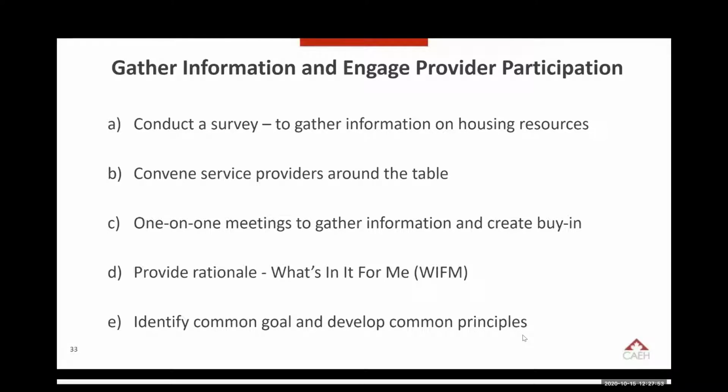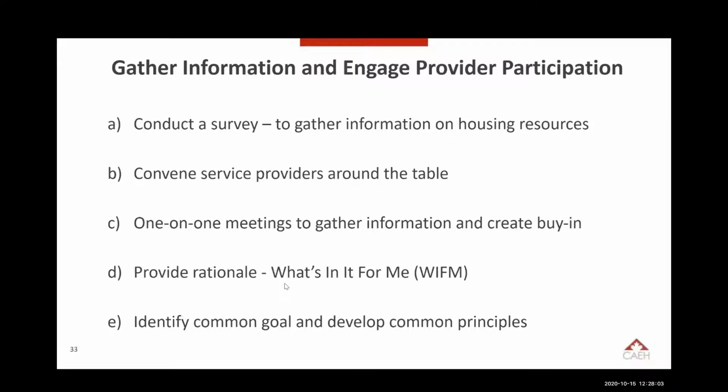And then the other thing that we have found to be increasingly important, and Jody, I'm wondering if you're finding this as well, is to bring everyone together to clarify and identify a common goal and to develop shared guiding principles for coordinated access implementation. Absolutely.